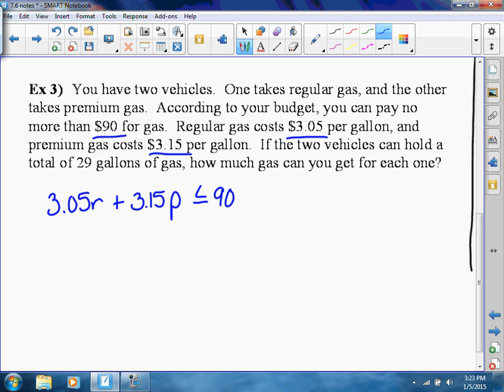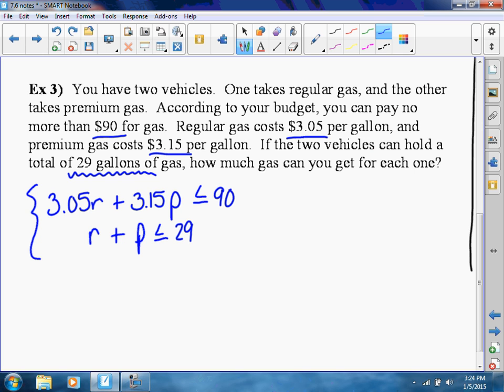Okay, so that's our equation for our money. Then we also have our things. And in this case, our things would be the gallons. Okay, we have 29 gallons of gas for both vehicles. So however many of the regular gallons plus however many of the premium gallons, we can't go over 29 gallons. So again, we have to be less than or equal to 29. You can't go over it because if you go over 29 gallons, the gas tank is going to overflow. Okay, so we got to stay under the 29 gallons.